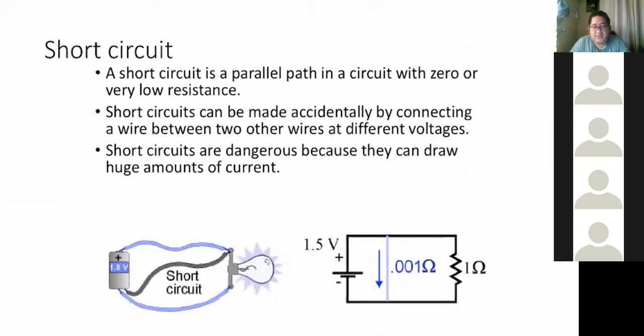Okay? So, paano naman nagka-short circuit? The short circuit is a parallel path in a circuit with zero or very low resistance. So, nagkakaroon ng short circuit kapag accidentally natin na-connect yung wire between two other wires na magkaiba ang voltahe. So, ano nangyari dito? Ito yung short circuit natin. Nag-short circuit siya kasi dito sa point na to, zero yung voltage natin. Then dito, sa point na to, kasi galing siya dito sa A natin, dito may 1.5 volts siya. No? So, ibig sabihin may abnormality dun sa volts natin. Hindi equal yung volts natin. Or connected siya into different voltages. Kaya nagkakaroon ng short circuit.